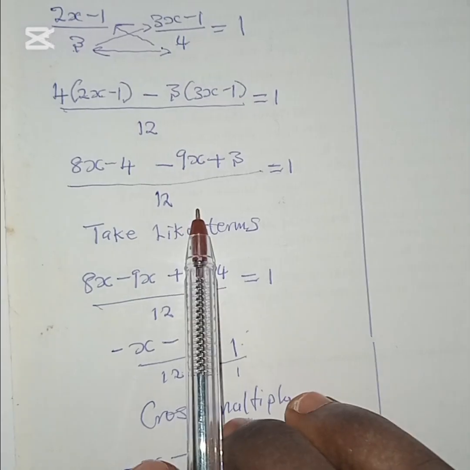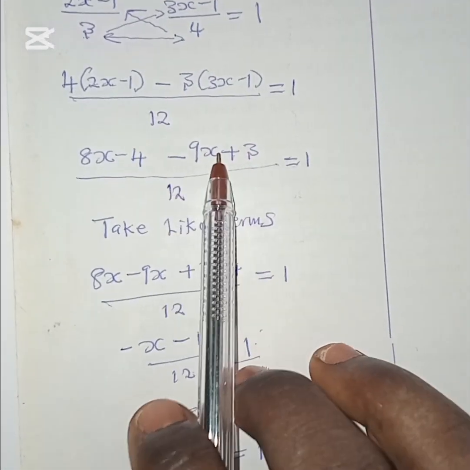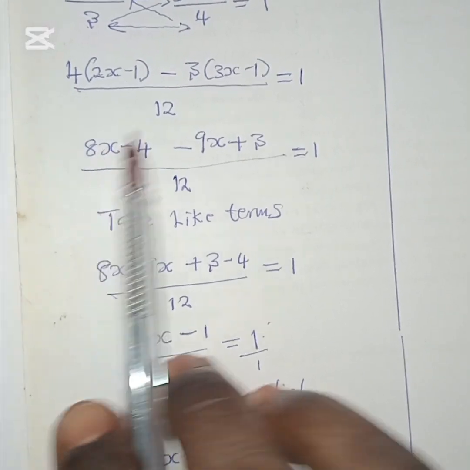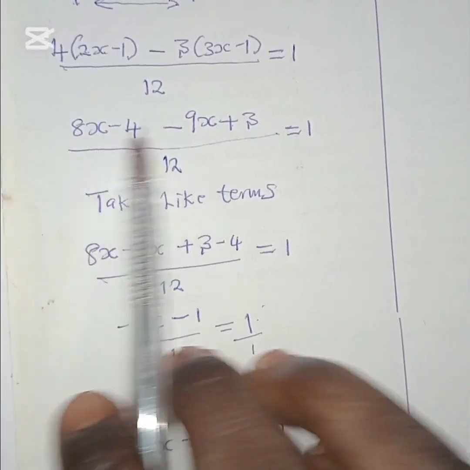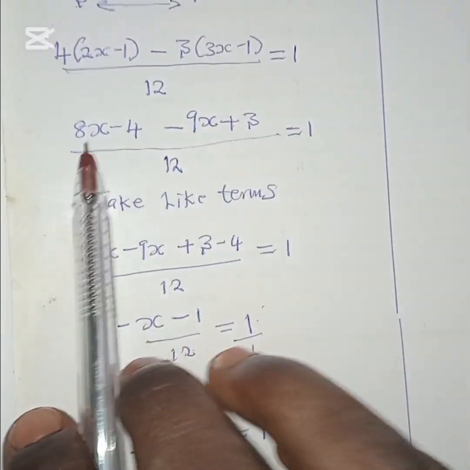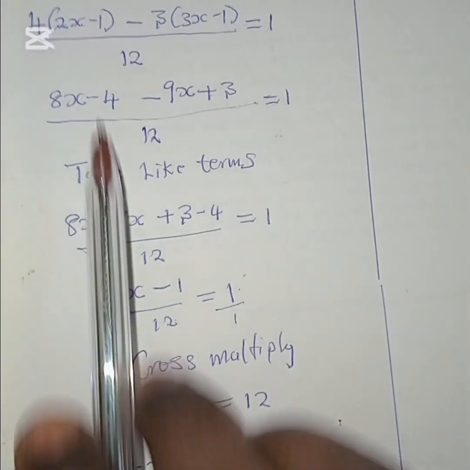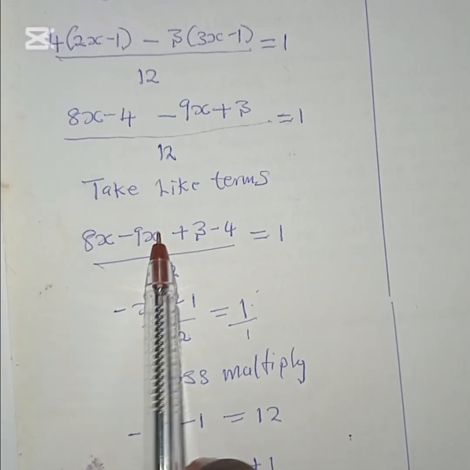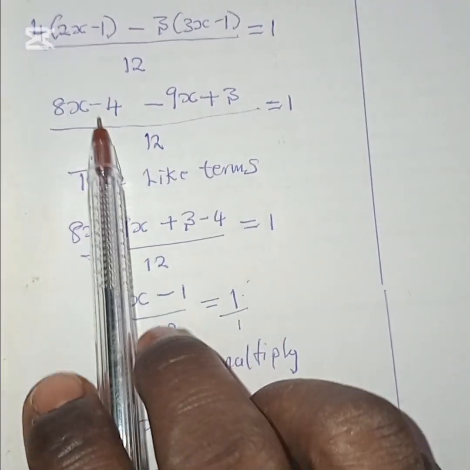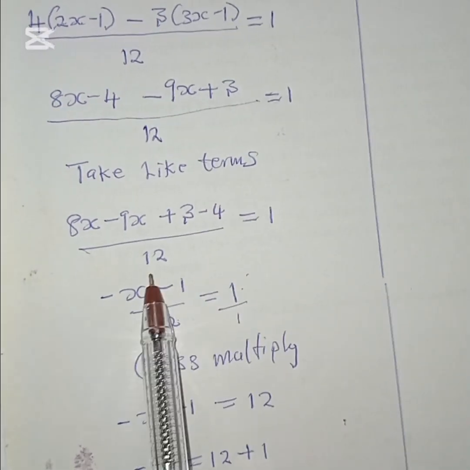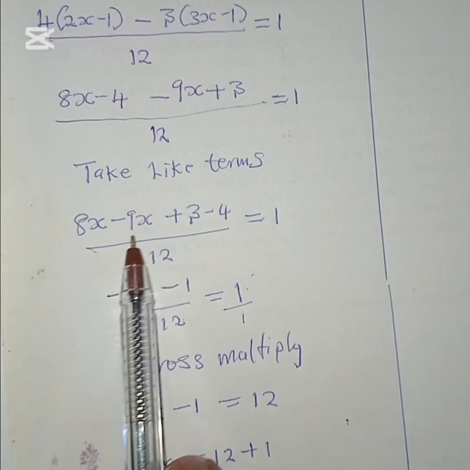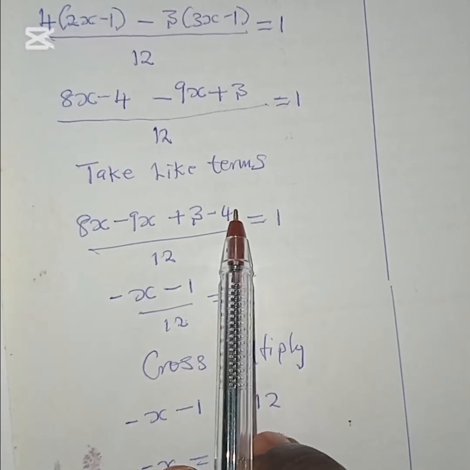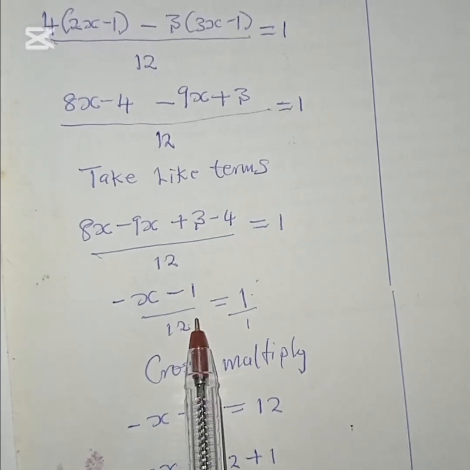Now take like terms. What does it mean? Like terms means bringing together numbers that are alike. Understand? Now 8x and 9x are the same because they are of the same family. So bring 9x close to 8x, you have 8x minus 9x. Then this is 3, then it will become 3 minus 4 all over 12 is equals to 1. So 8x minus 9x will give you minus x. Now 3 minus 4 will give you minus 1 all over 12 is equals to 1.